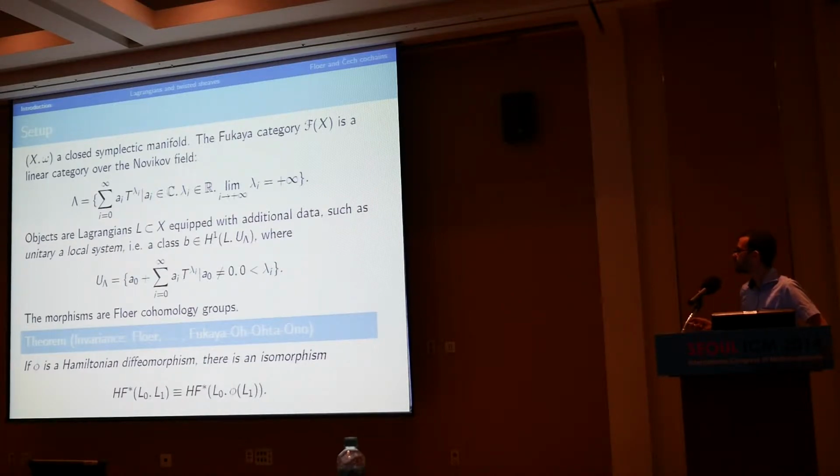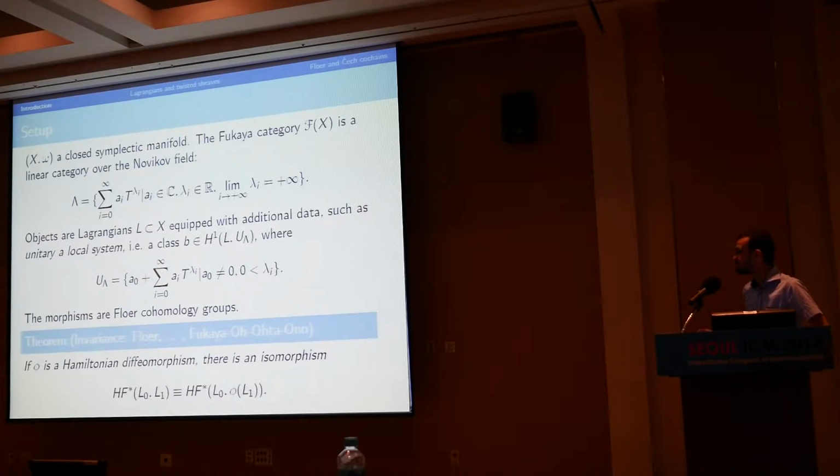This is not additive. You can't add two elements in here because the leading coefficient a0 is non-zero, but it is multiplicative. You can multiply. So it's a ring, and so it makes sense to talk about first cohomology with these coefficients. So this is the field over which things are defined, and these are the objects that we're allowing: Lagrangians together with this extra data of a class in first cohomology. And the morphisms are Floer cohomology groups. Again, I'm not going to say what Floer cohomology groups are, but what I will mention is what I would like to think of as the fundamental theorem of Floer theory.